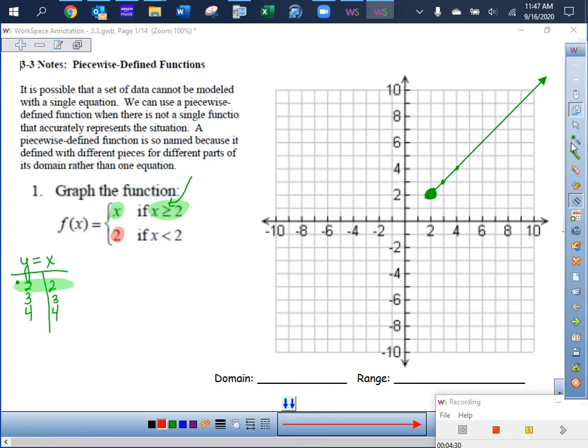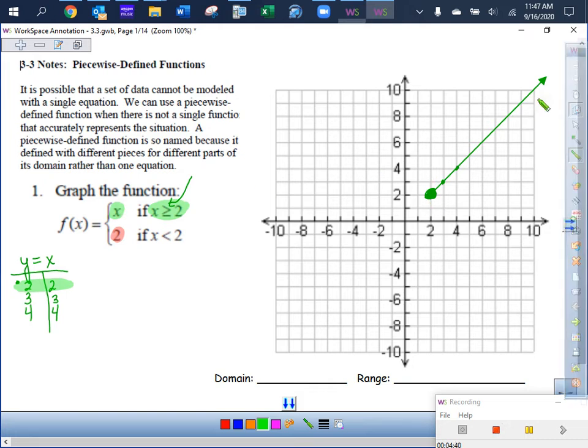That is it. If you want to highlight whatever color you chose here, like green, highlight that piece green. If you don't want to highlight, I don't care. That's your choice. That took care of the top piece. If x is greater than or equal to 2, we're using this part of the function. Next one, I'll use my other color.